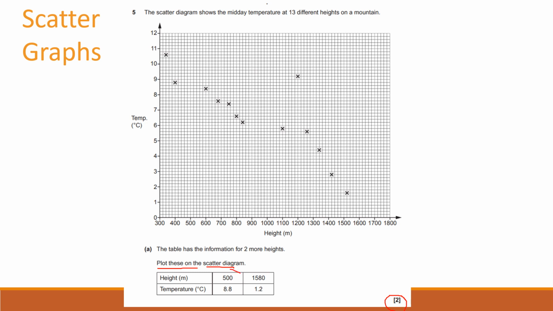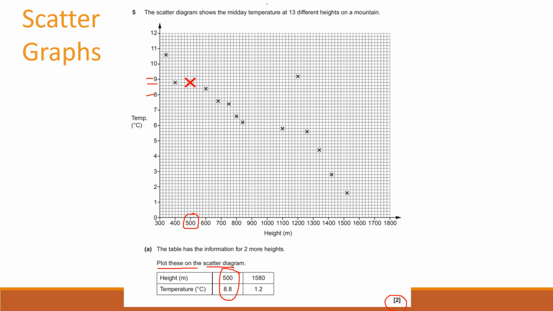So the first point you're going to plot is a height of 500 and then a temperature of 8.8. So you need to look across in your x-axis to the height of 500. Then you're going to go up to a temperature of 8.8. Now looking at your scale here, between 8 and 9 you've got 5 little squares, which means 8.8 is going to be 4 little squares up. So you need to make sure you come up 4 little squares here for 8.8. And if you plot that accurately, you will get 1 mark.